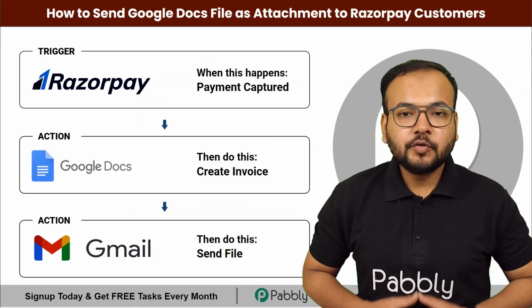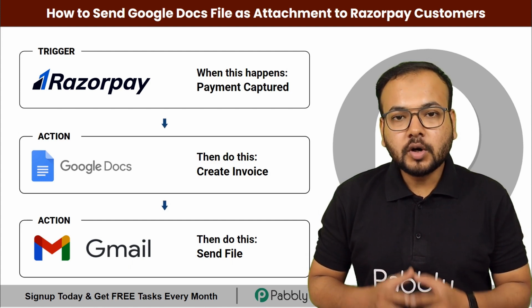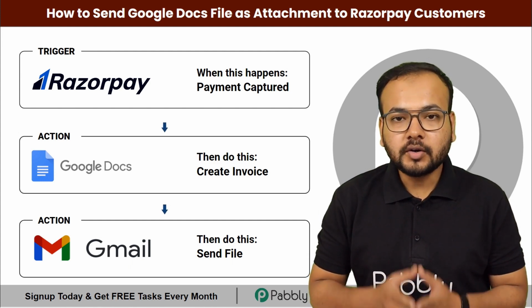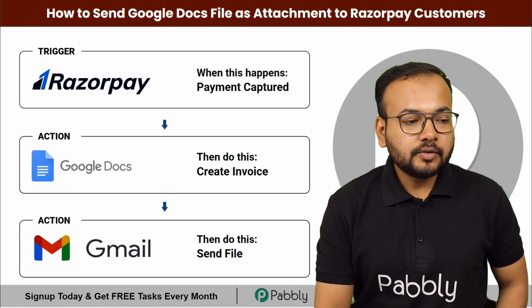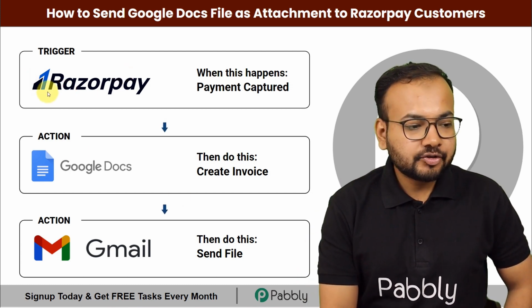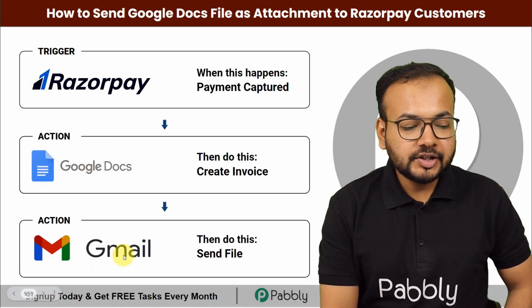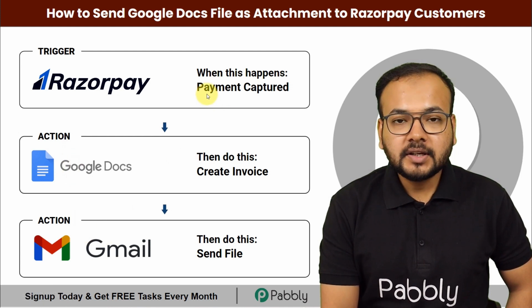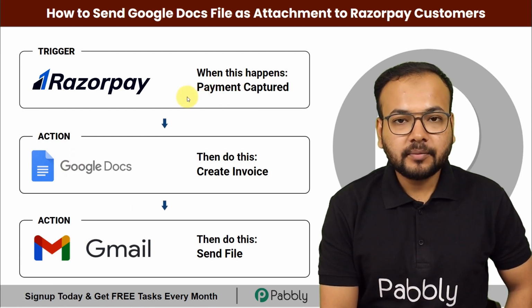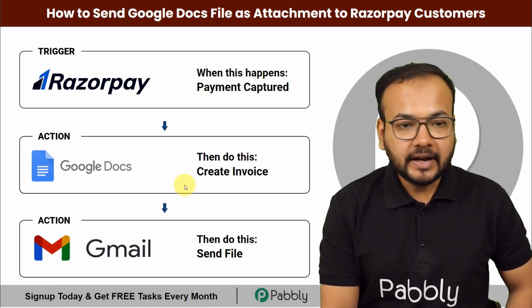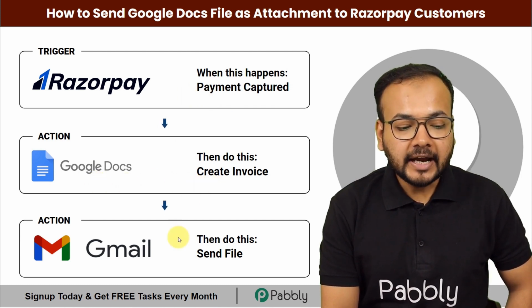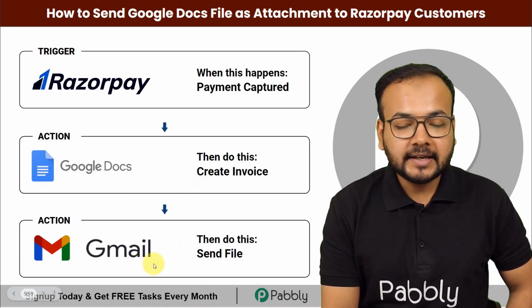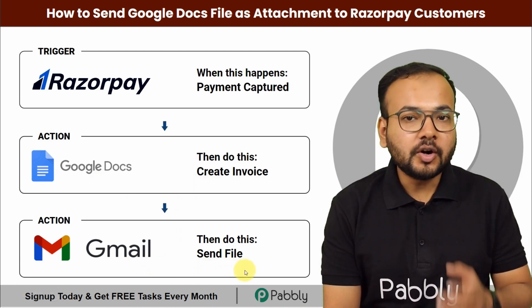Guys, in this video you will learn how you can send a Google Docs file as an attachment automatically to your Razorpay customers. So guys, here we are going to connect the Razorpay application as trigger and the Google Docs and Gmail applications as the action. As and when you get a new payment captured from Razorpay, an invoice kind of file will be created in the Google Docs application automatically, and the same file will be delivered to your customer via an email through the Gmail application automatically.